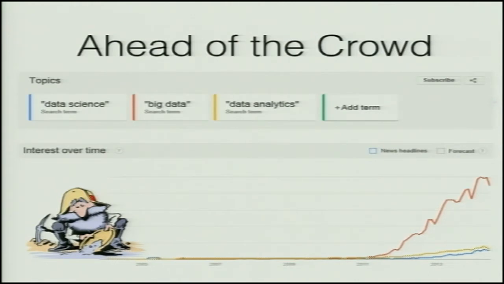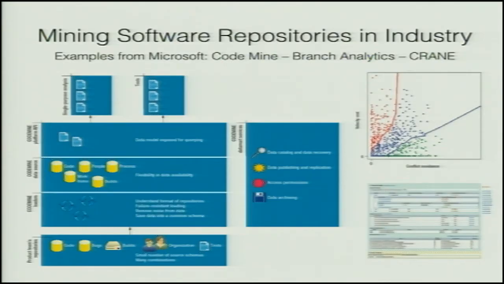And it's not just that mining software repositories was an academic thing. There's been a lot of impact in the industry, with companies like Google, SAP, IBM, and also Microsoft doing a lot of work in mining software repositories. On this slide you can see some examples of the work we've done at Microsoft Research. On the left, you can see the infrastructure we have to collect all the data from software repositories into a huge data mart, on top of which you can build different applications, which you can see on the right-hand side.